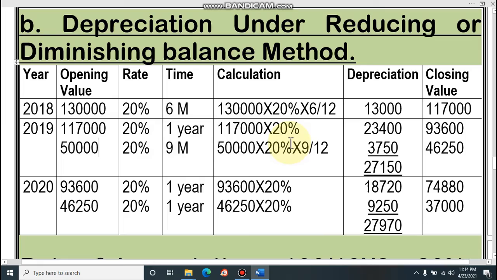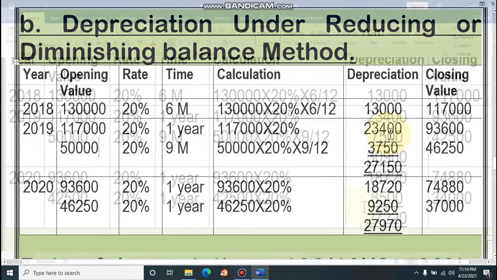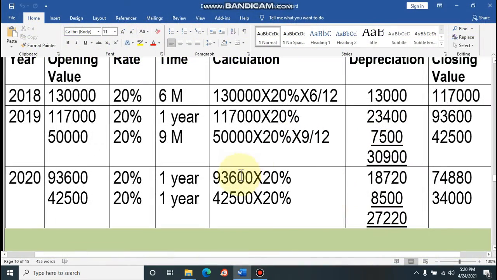20%. This year we will use it the whole year, 1,17,000 into 20%, that means 23,400. 1,17,000 is the opening value from 2018, 20% is the rate, and this is 1 year. 1,17,000 into 20%, that means 23,400. So closing value is 93,600.